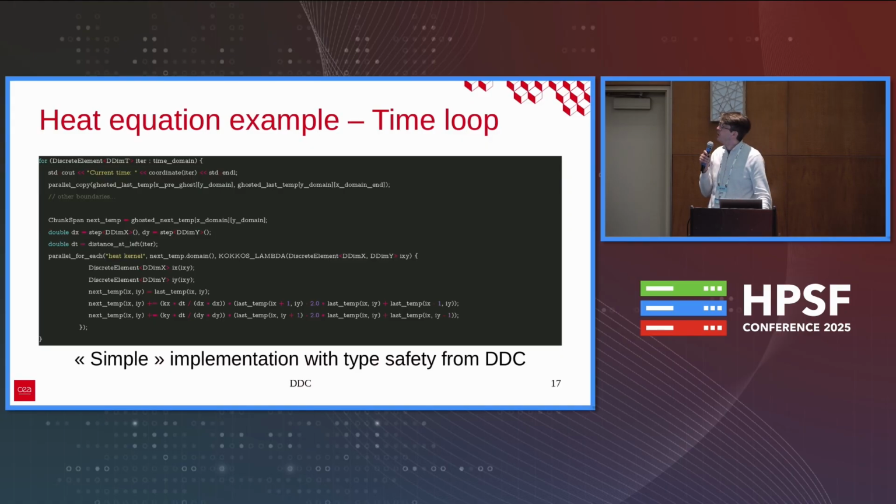And we have the main intensive loop over space, the final parallel for each, where we pass the string, the domain of the output array that is not accounting for the halo zone. And we pass a lambda where the first argument is the discrete element, a unique identifier for each point in the mesh. And we apply then the numerical scheme of the heat equation. So it looks as simple as a Kokkos implementation, but with type safety provided by DDC.